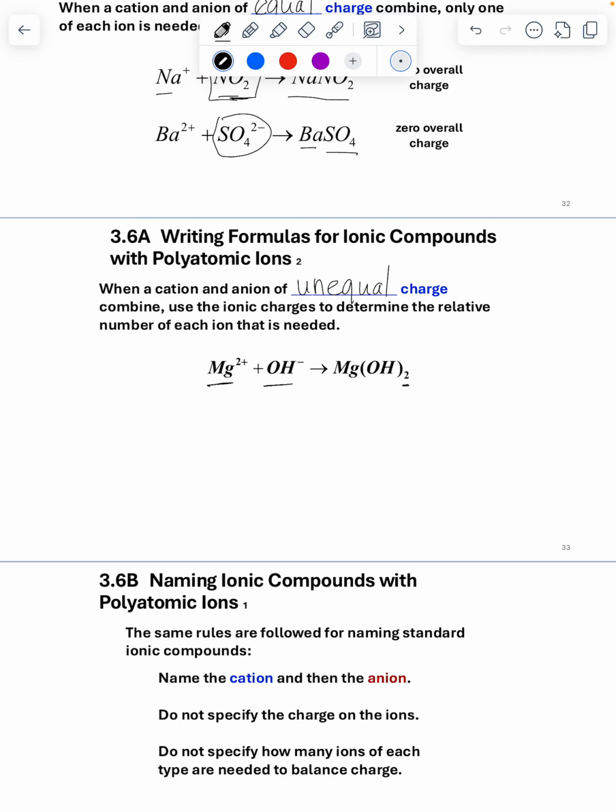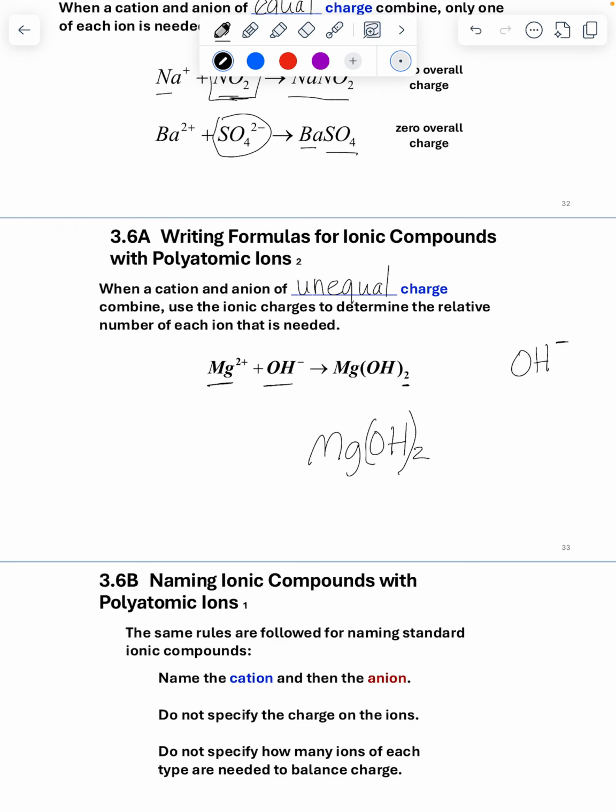If you do not put this in parentheses, this is what it looks like. And this is saying that you need one O and 2 H's. And that is not the case, because remember, hydroxide's formula is OH with that minus charge. And so we have to have the parentheses here, and the 2 goes on the outside of the parentheses. So anytime you need more than one polyatomic ion, you need to use the parentheses.